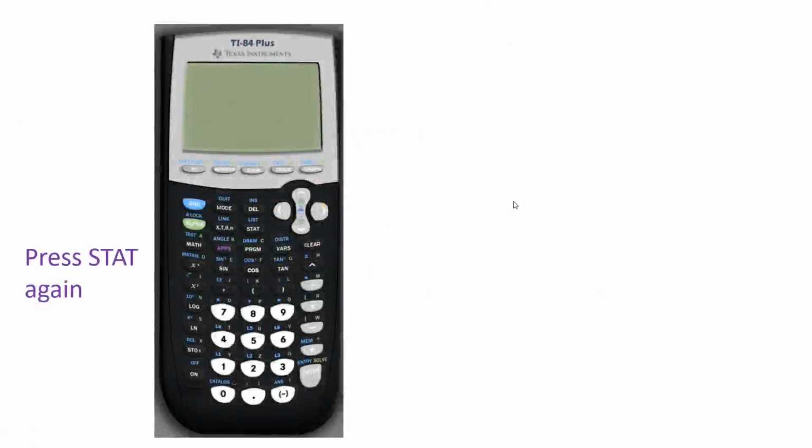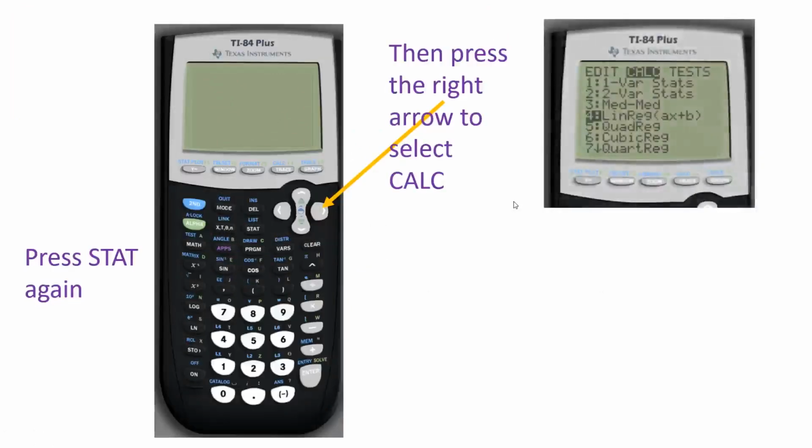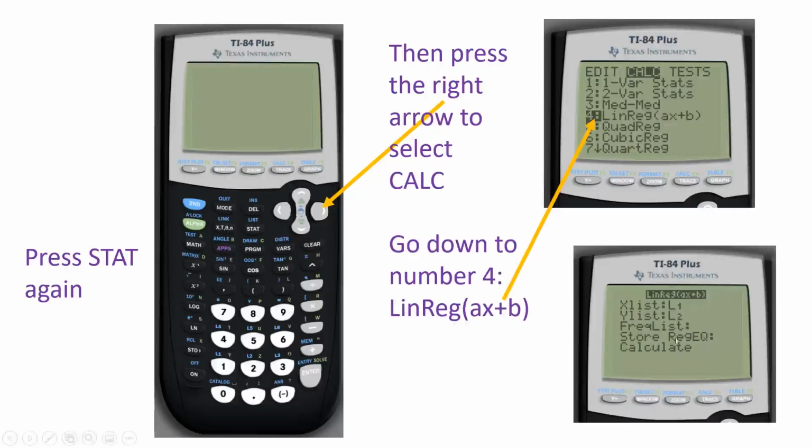So I'll press stat again, and I press the right arrow, and I select calc. And I go down, and r will be with r squared in the linear regression ax plus b. So all of this data will be in the linear regression ax plus b. So I'll go down to number 4, and I press enter. And up will come the following screen. Just make sure that you've got list 1 and list 2 listed here, and everything else is blank. Go down to calculate, and that will tell you r squared.